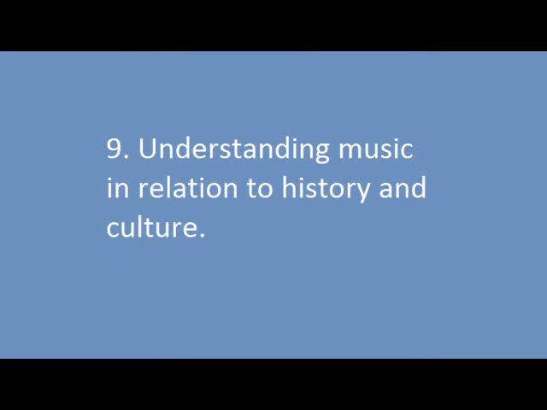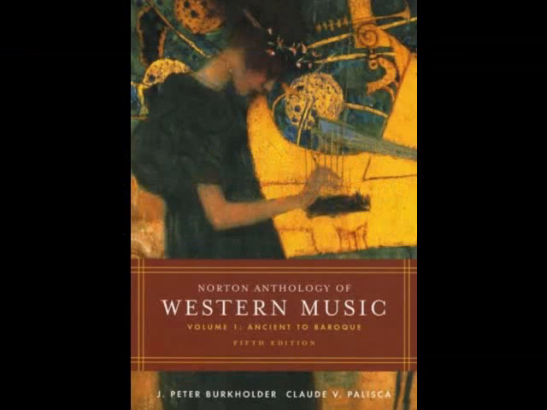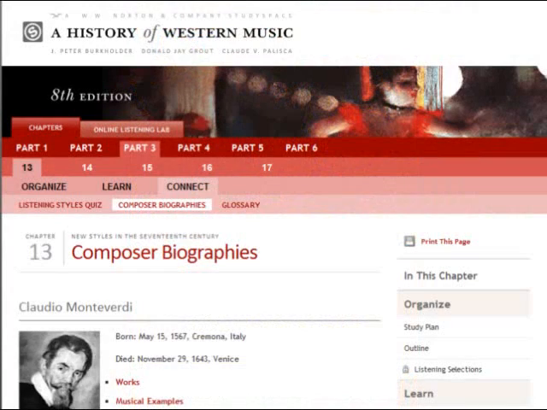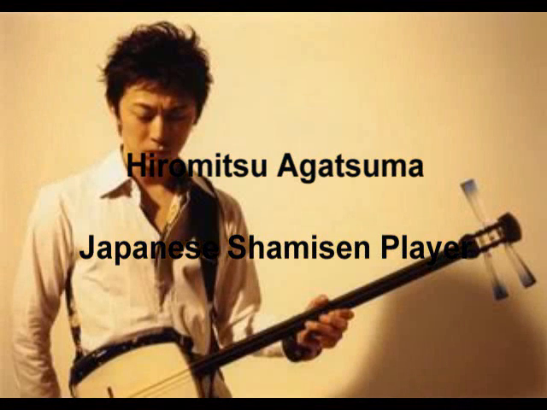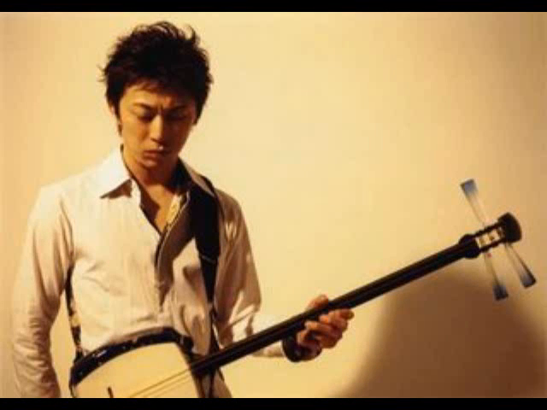The music history class speaks most obviously to understanding music in relation to history. We use a textbook as well as online resources to understand composers in their historical contexts. The International Performing Arts series also helps us understand music in relation to culture. One example is the shamisen player Agatsuma, who came along with his band, and he also gave a lecture to our music theory class to help us understand the difference between Japanese music and ours.